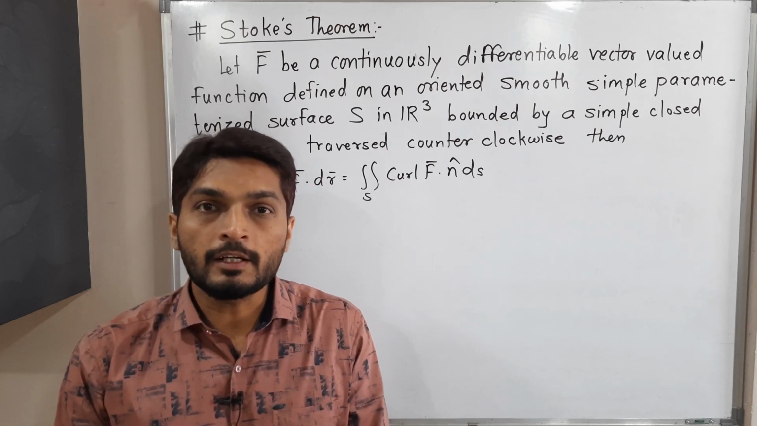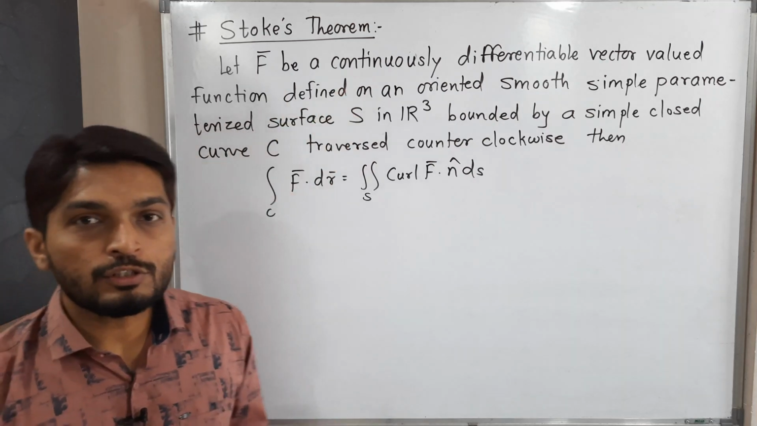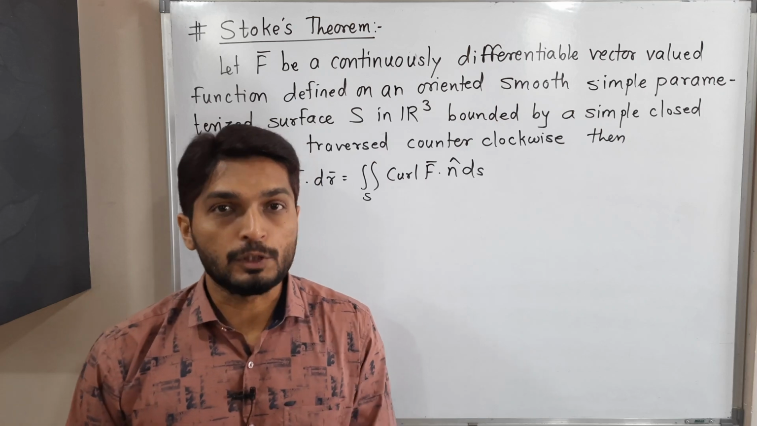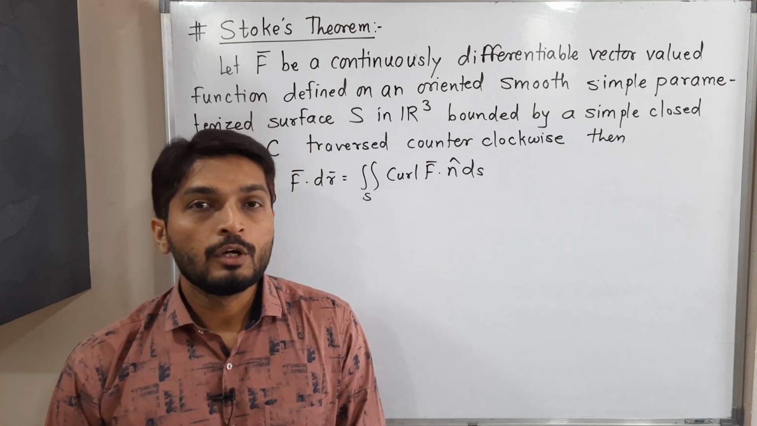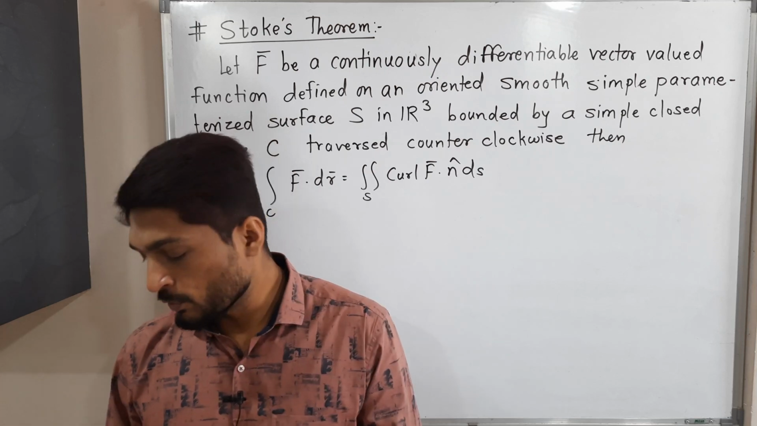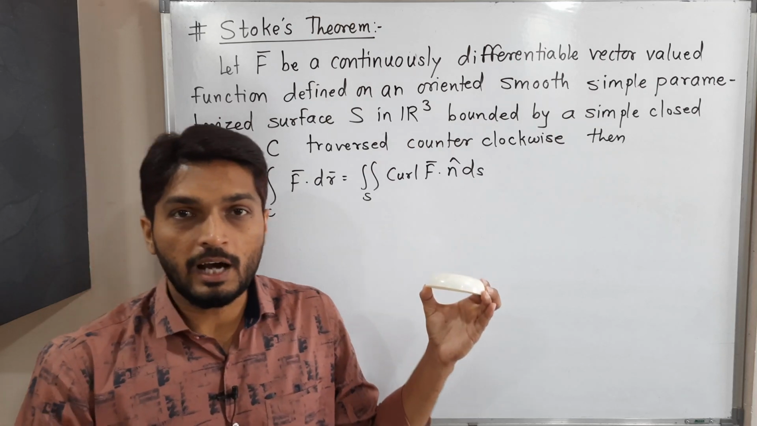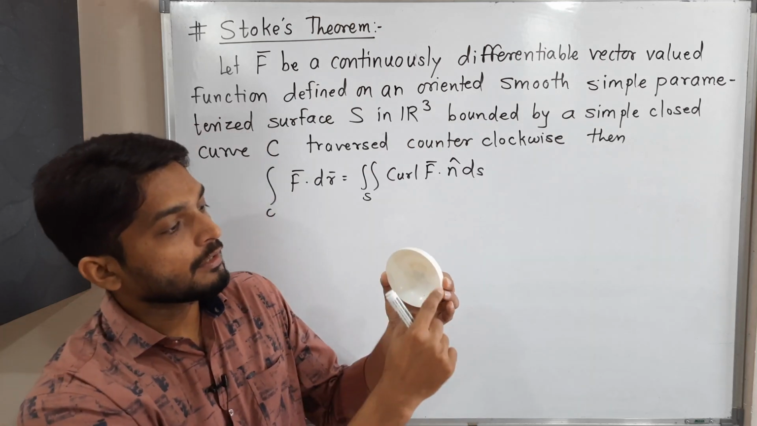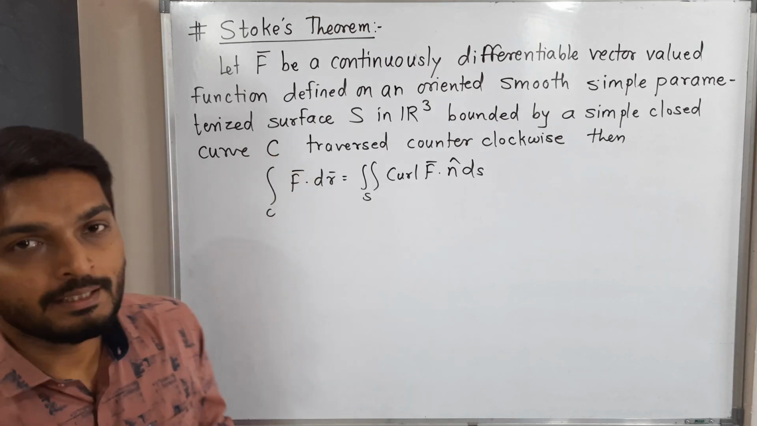We have a vector valued function f bar, which is continuously differentiable. Here we consider f from R3 to R3, right? So we have a smooth surface here. You can consider any surface. I am showing it here, this one. So this is a surface in R3 having a curve boundary C. Okay, so here we denote the boundary of that surface by C.